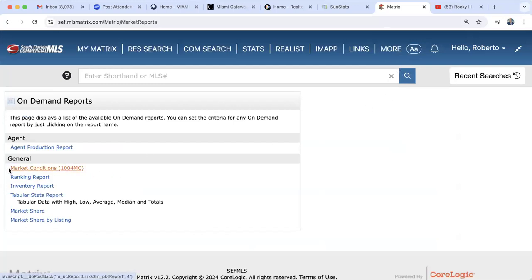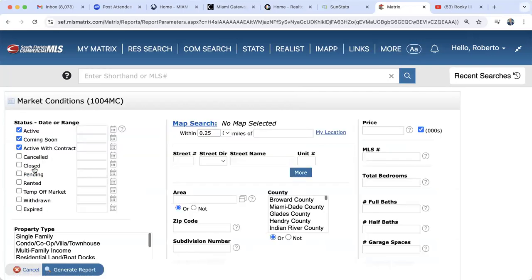And then you see right here, market conditions. All right, this is a very important report for all of us to learn how to run. All appraisers, when they're appraising a home, always run a market conditions report. So as realtors, we should also learn how to run a market conditions report so that we can present to our sellers and buyers. All right, so for this, we're going to always select active and we're going to select closed sales.